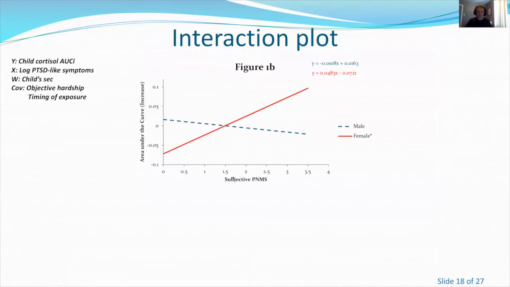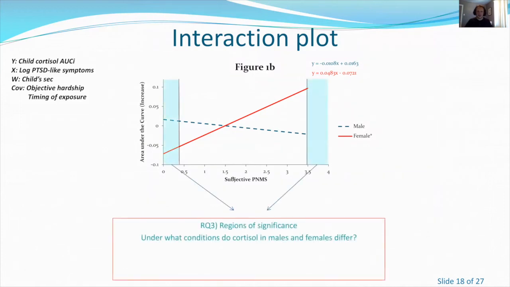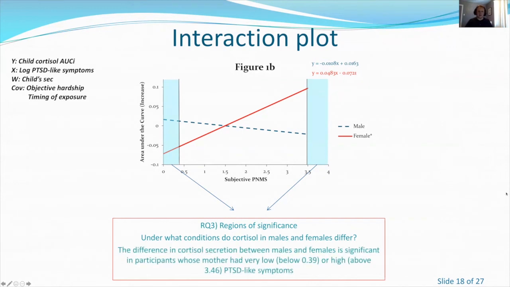So here's a little summary of what we could get. For what we learned from PROCESS, research question 3 was, under what condition does cortisol in males and females differ? And we could answer it with PROCESS. The difference in cortisol secretion between males and females is significant in participants whose mothers had very low on the left-hand side or high on the right-hand side PTSD-like symptoms. And this is the final regression interaction graph that we present, for example, in the paper.